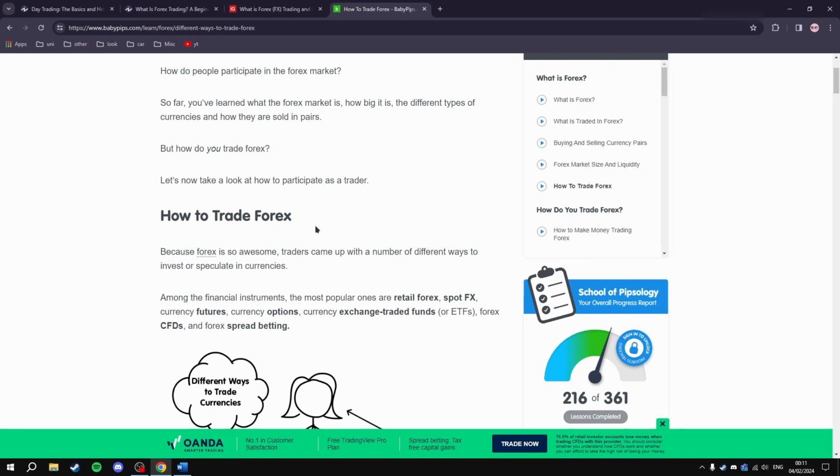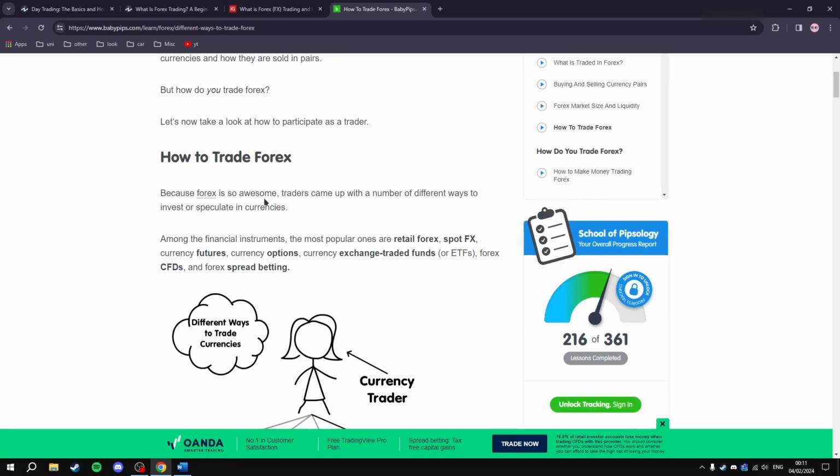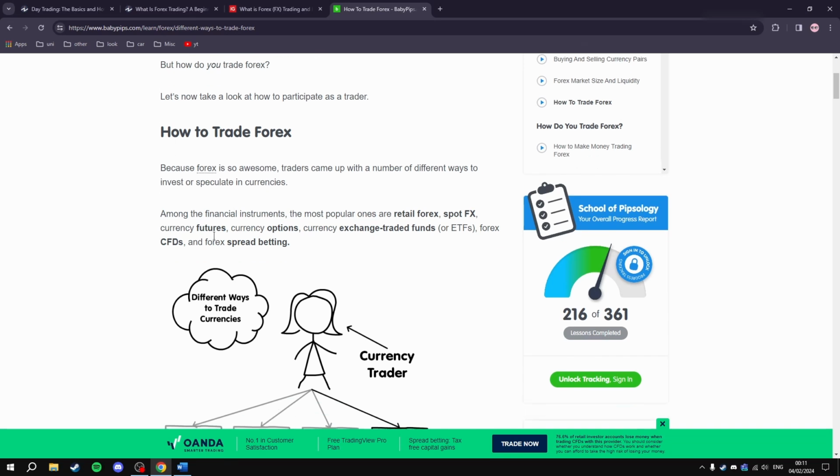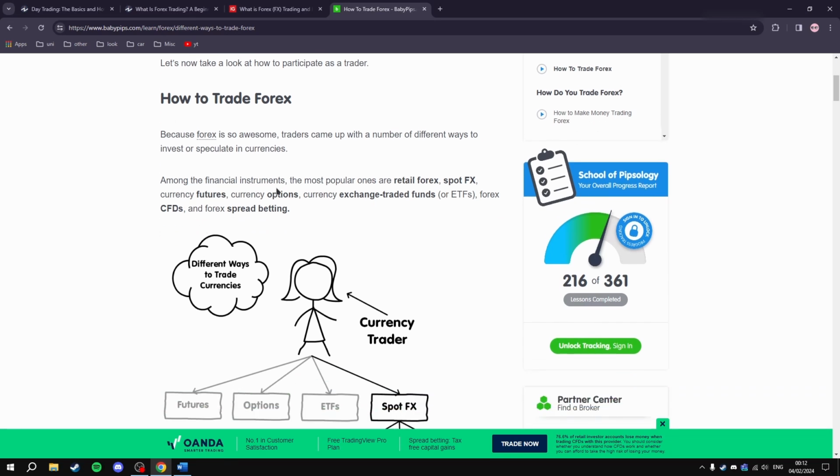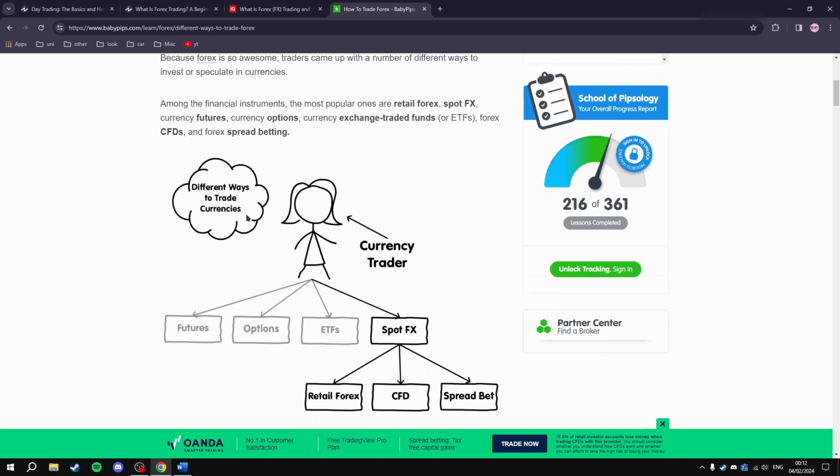How to trade Forex. Because Forex is so awesome, traders come up with a number of different ways to invest or speculate in currencies. Among the financial instruments, the most popular ones are retail Forex, spot FX, currency futures, currency options, currency exchange traded funds or ETFs, Forex CFDs and Forex spread betting.